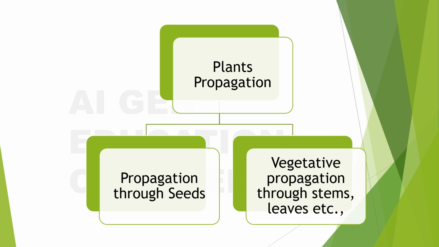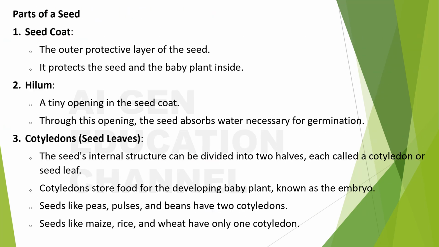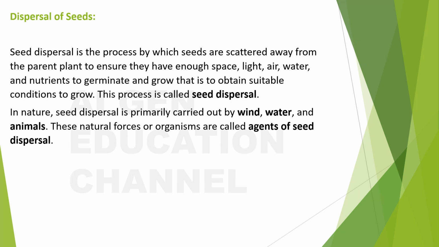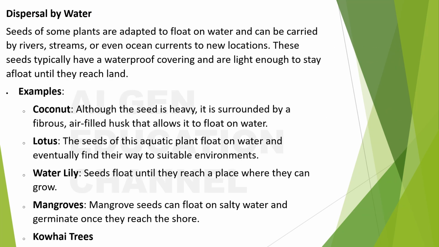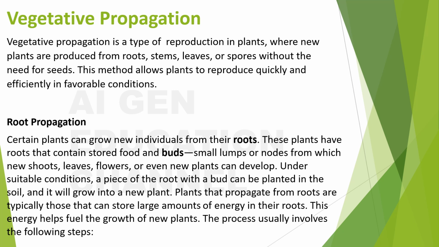Today we shall continue on the chapter Plants Propagation. In the last classes we have seen about propagation through seeds and how powerful is the seed structure and parts of the seed. Also about the germination process, about the dispersal of seeds, what are the agents of dispersal and how everything happens, right?